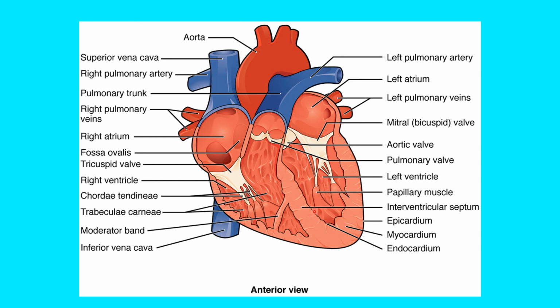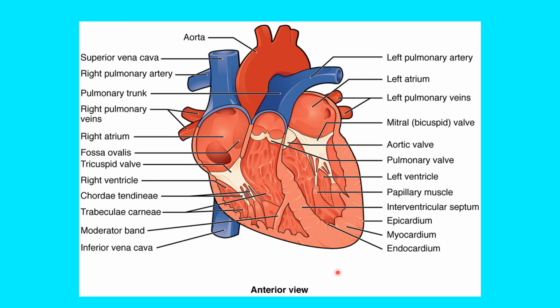The endocardium is the lining of the chambers and the heart valves. The myocardium is the muscle itself, and the epicardium is this outer layer of the heart here. I think we have covered everything on there.